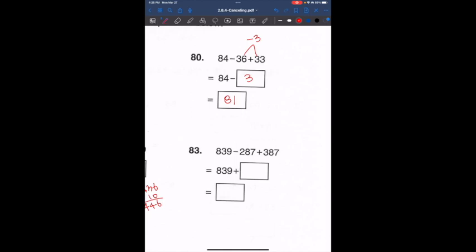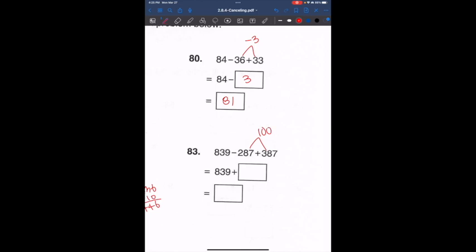So we have these two that can almost cancel out. Again, the tens place and ones place are the same, 87. So we know that they're 100 apart. We know that the difference between these two numbers is 100. And negative 287 plus 387 is 100. So 839 plus 100 gives us 939, right?